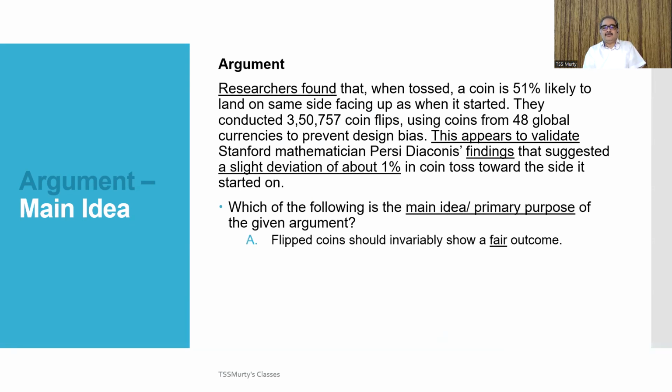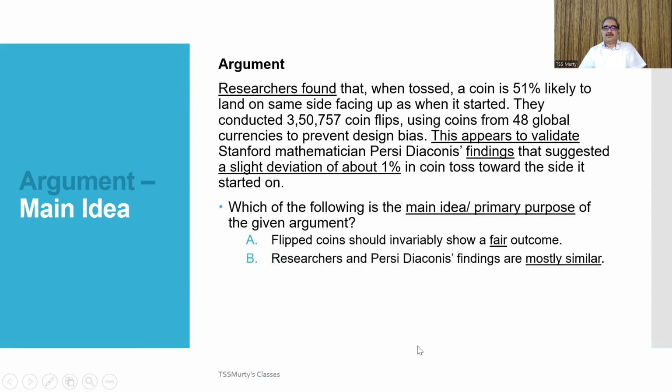Flipped coins should invariably show a fair outcome. Now, this is something that is being imposed. Flipped coins should invariably show a fair outcome, while the argument says that there is a little deviation, a slight deviation. So this is not the main idea of the argument. A can't be the answer.